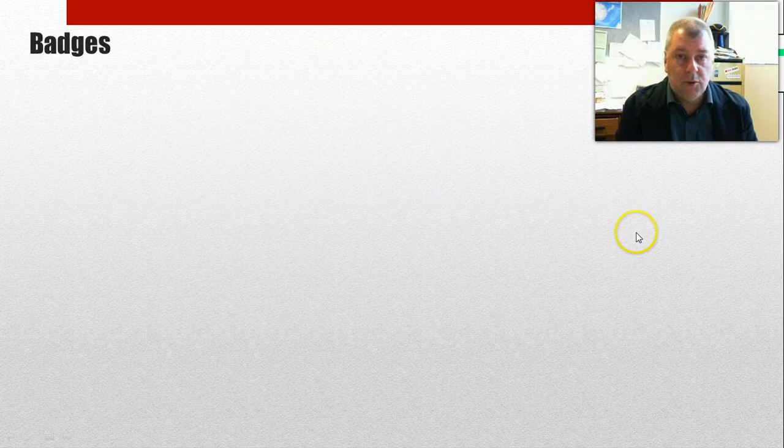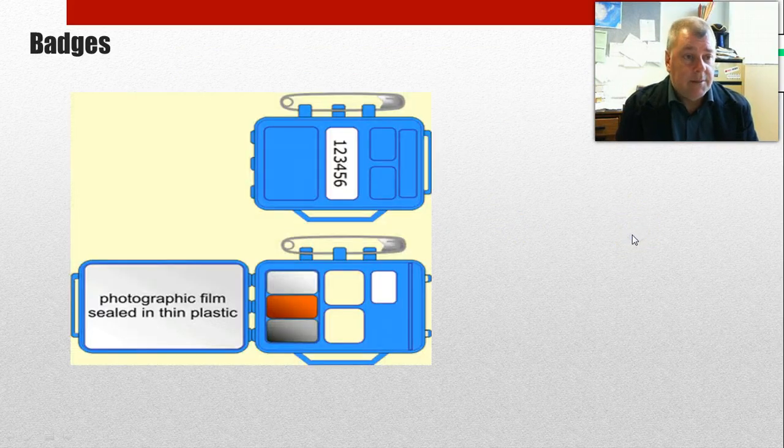Badges are worn by people who are working in radioactive areas. They basically look like this, where you put a photographic film which is sealed in thin plastic so it doesn't get exposed to light, even though it's photographic paper. Means you can open and close it and take the film out and send it off to be developed.